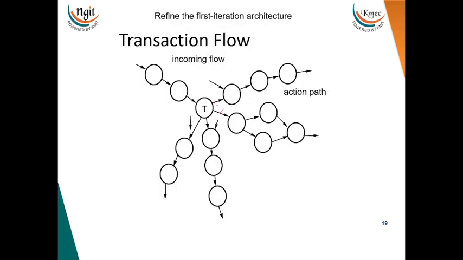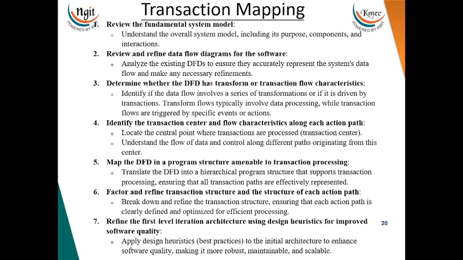Incoming an action plan, which we have already seen, how the transaction flows. Again, review the fundamental parts, understand the overall system model including purpose, components and everything, analyzing DFDs, as to the representation, which level of DFD is there, how you are going to represent it. DFD in unit 2: DFD 0 abstract, DFD 1 more than 0 abstract plus 1, DFD 2 abstract plus 2, like this it will go up.